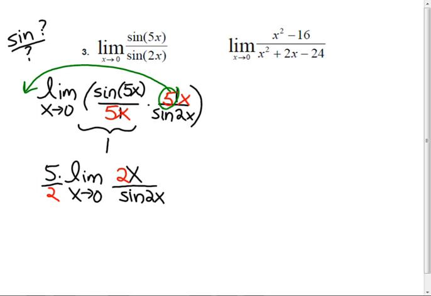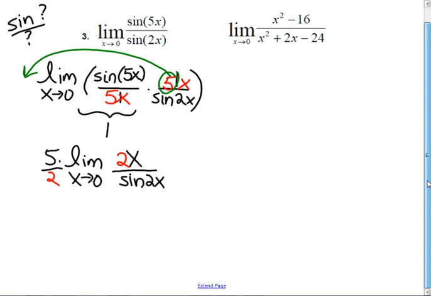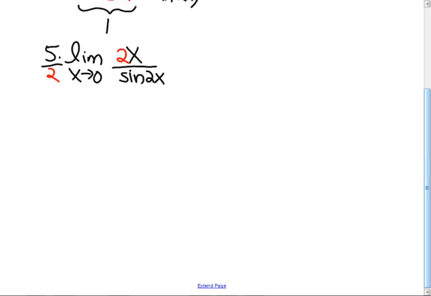This is equal to 5 halves times, what's that one? Okay? Getting okay with that?